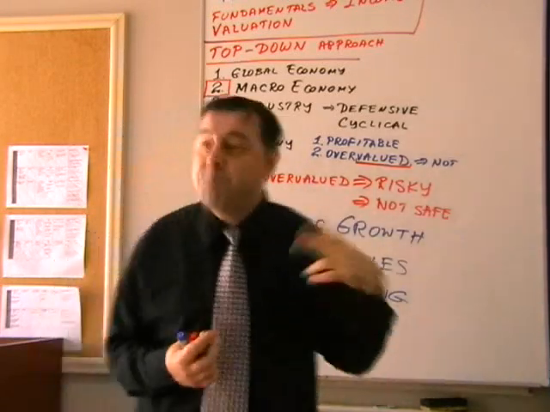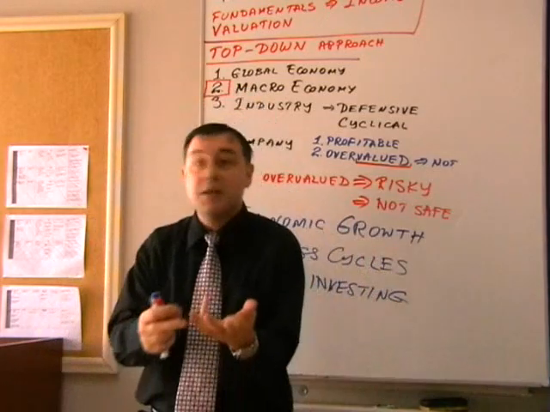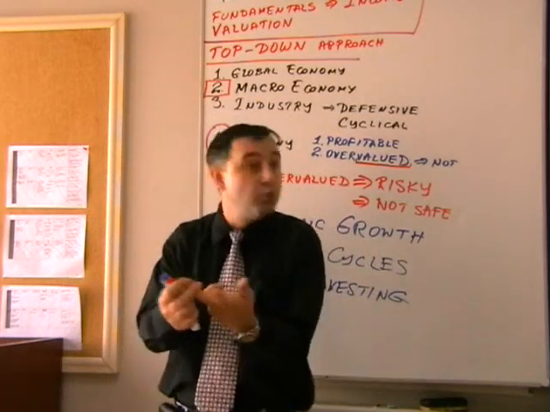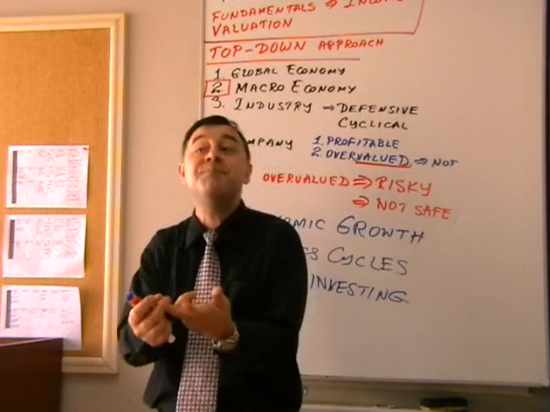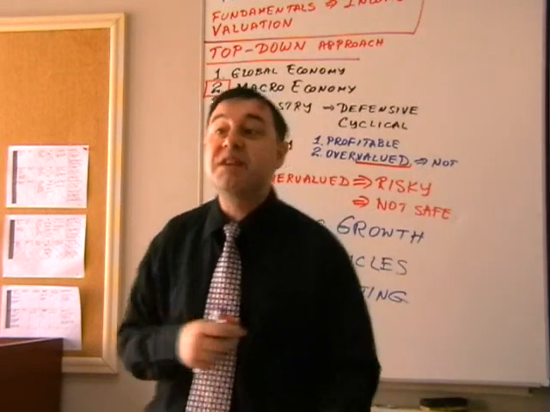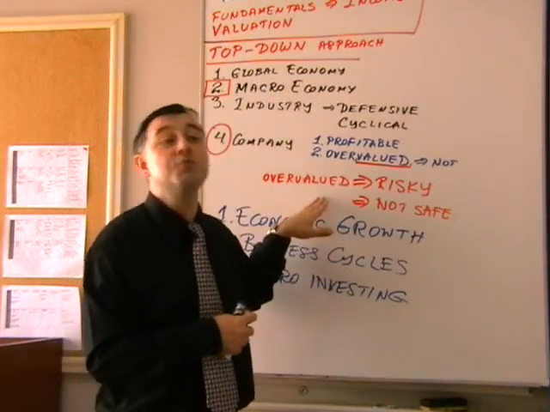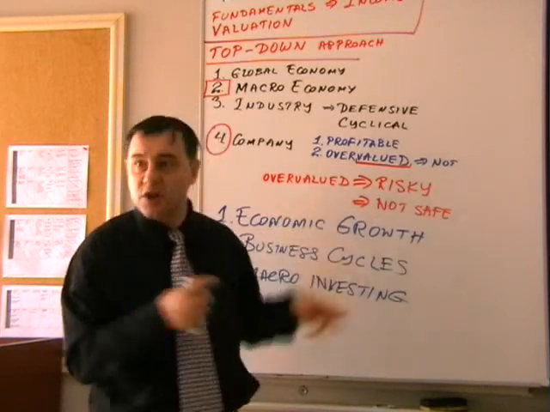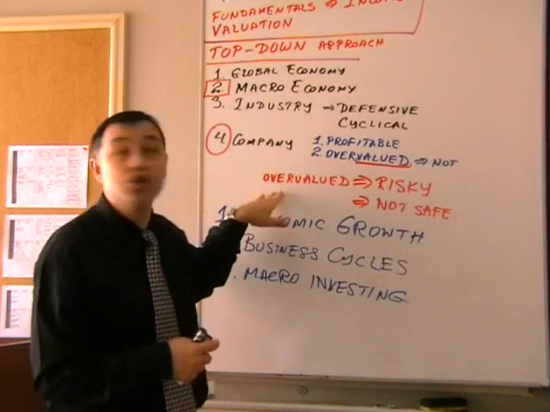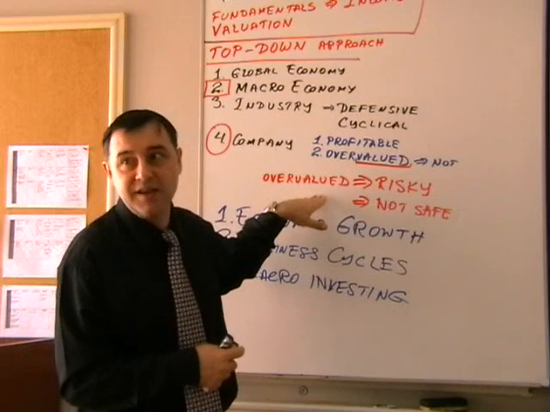So you may buy, and the company is great. I mean, the products will always sell, the demand will always be there, and the company is probably very efficient. But this is no reason to pay 50 or 100 times its earnings. In other words, to overpay, all right?